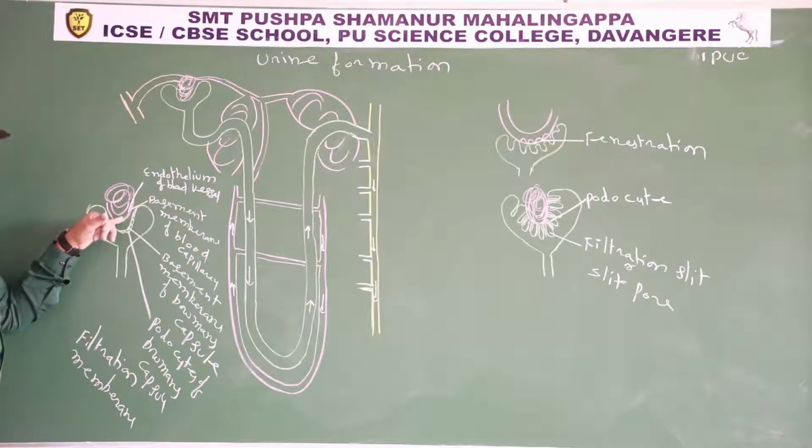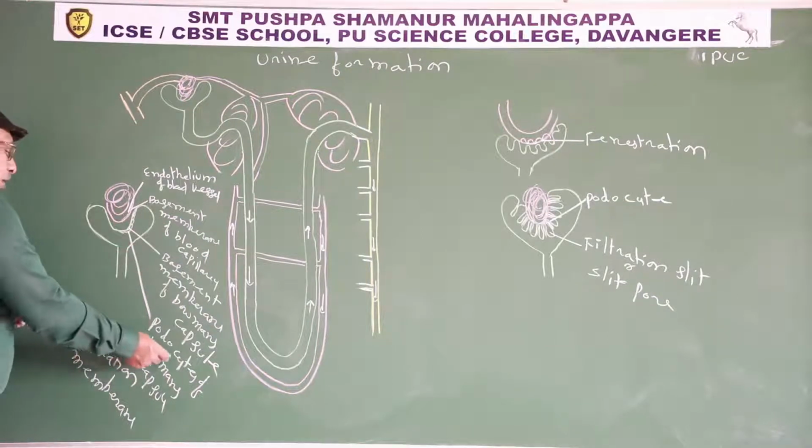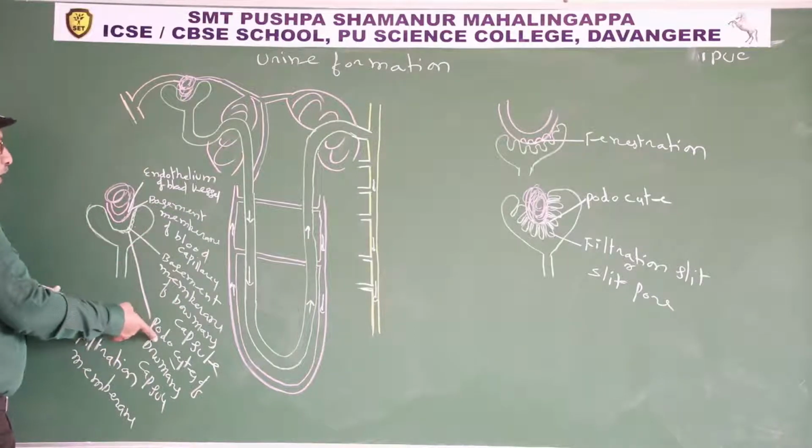So flattened epithelial cells of blood capillary, that is one layer. Endothelium of blood vessel, or you may say flattened epithelial cells, one layer. The flattened epithelial cells rest on the basement membrane. Similarly, Bowman capsule contains an outer layer and an inner layer. Both contain squamous epithelium. The squamous epithelium or flattened epithelium of Bowman capsule has one layer. The flattened epithelium of Bowman capsule is also known as podocytes. So podocytes of Bowman capsule, one layer.